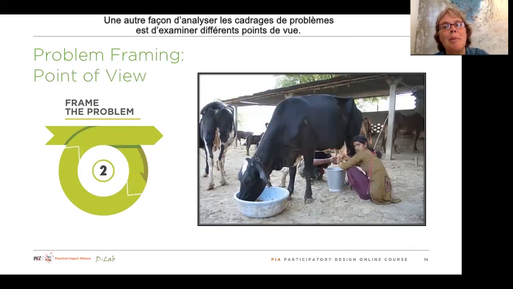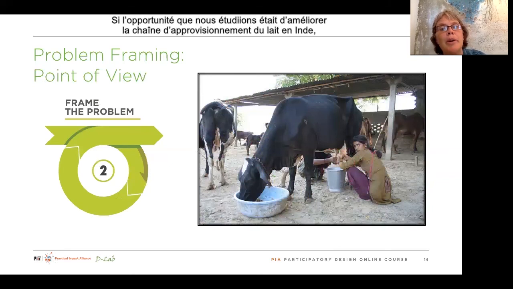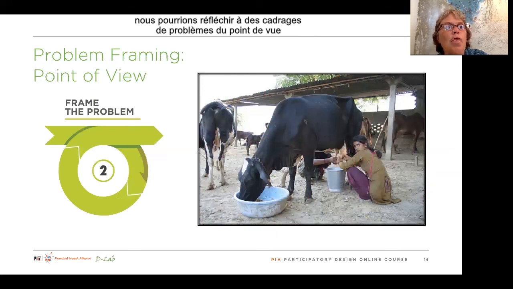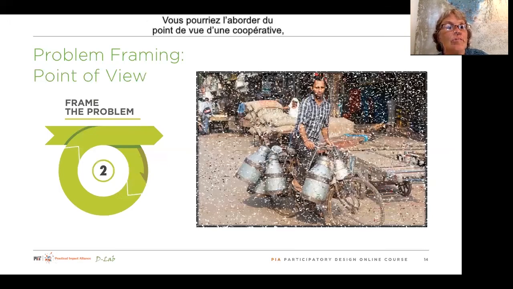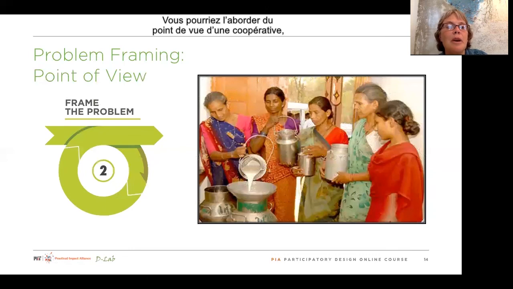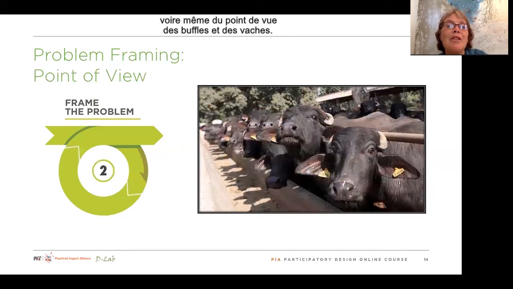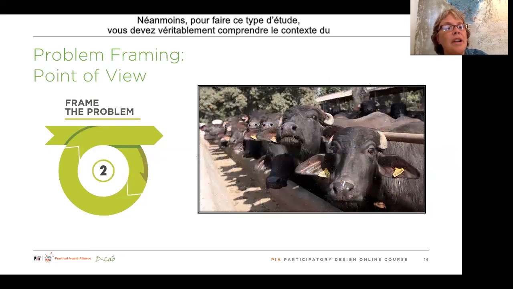Another way to explore problem framings is by looking at different points of view. If the opportunity we were exploring was to improve the milk supply chain in India, we could think about problem framings from the point of view of people who milk cattle and buffalo, or from the people who deliver milk. You could think about it from the point of view of a cooperative, or even the point of view of the buffaloes and cows. To do this type of exploration, however, you really need to understand the context of the problem and the multiple viewpoints of the key stakeholders who are involved in the project.